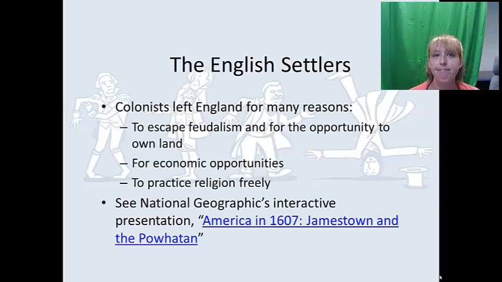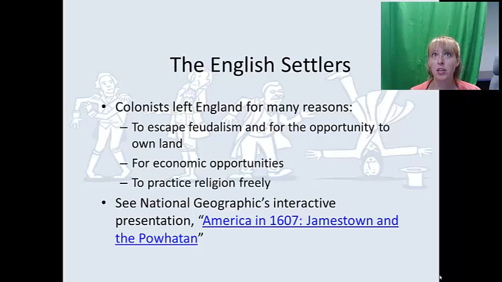So first thing to think about is, why did people come from Europe, predominantly Great Britain, looking at our founding fathers? Why did they come to what was then called the New World? Well, colonists left England for a lot of reasons. We often hear about religious freedom when we think about Thanksgiving. To escape feudalism, so at this point in time it would have been very difficult if you did not already come from a family with land to acquire land in Britain, or for just economic opportunities in general.